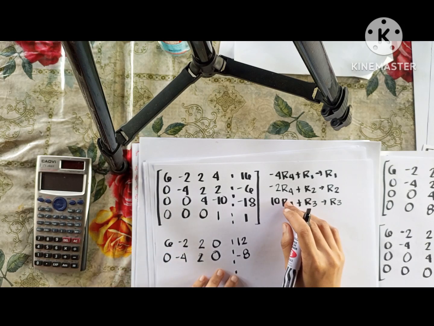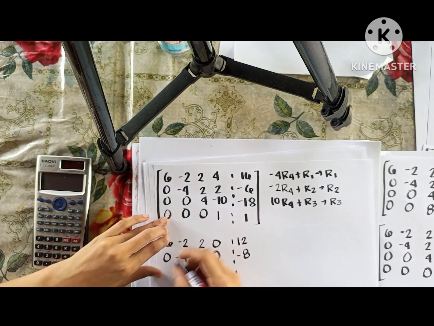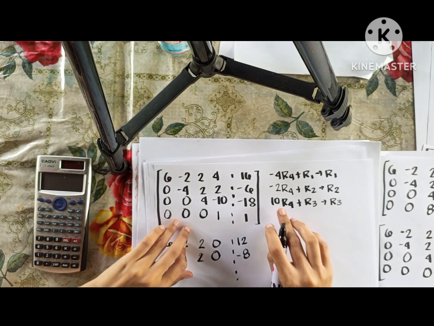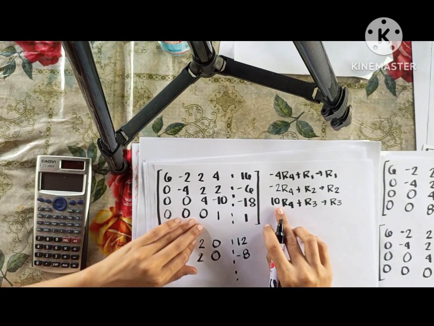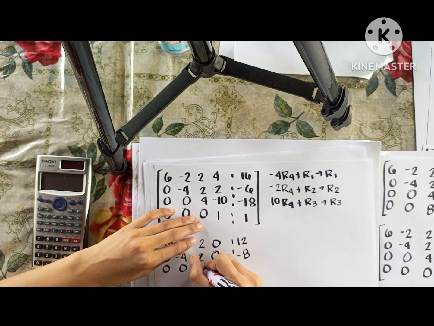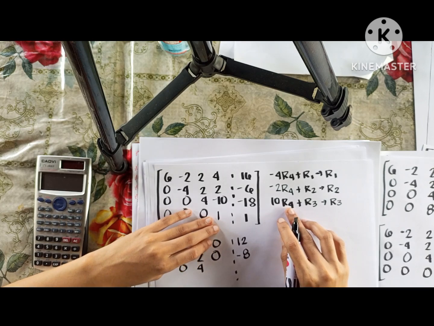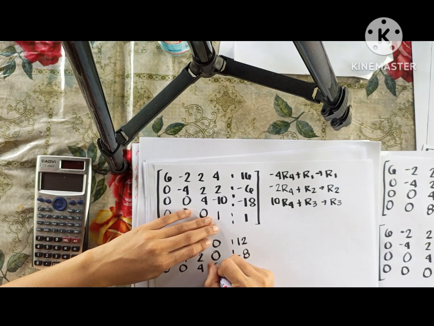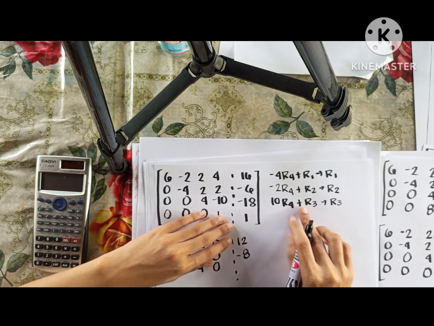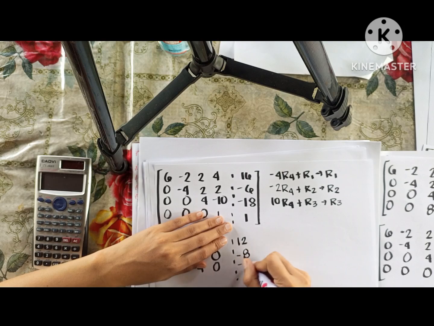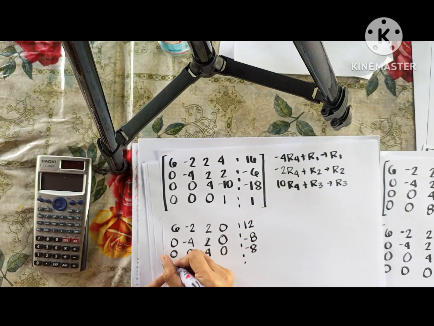Next, for the third column, 10 times 0 is 0 plus R3 is 0. Now 10 times 0 is 0 plus R3 is 0. 10 times 0 is 0 plus R3, which is 4, is equal to 4. And 10 times 1 is 10 plus negative 10, so this would become 0. Now 10 times our R4, which is 1, so we have 10 plus negative 18, so this would become negative 8. And we're going to copy the fourth row.